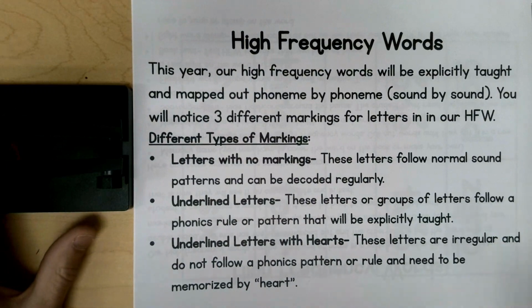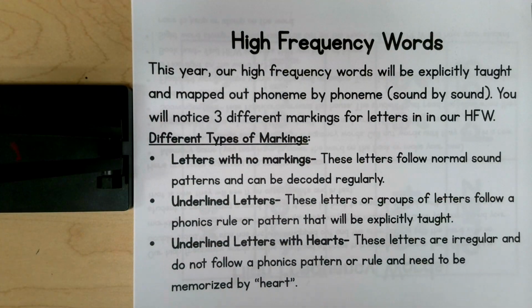So our high frequency words, the cover letter stays the same here. We're going to be talking about mapping each word and talking about what the patterns are that we see in them and what the letters do and the sounds that they make in each word. So there are three different kinds of markings. We have letters with no markings. That means they follow the normal sound patterns. The underlined letters, that means it could be one letter or groups of letters, and there's some kind of phonics rule or a pattern that will be explicitly taught to our kids. So if any letters are underlined, that means it's not following the typical pattern, but there is another phonics rule that it follows, and we'll be talking about that in class as well.